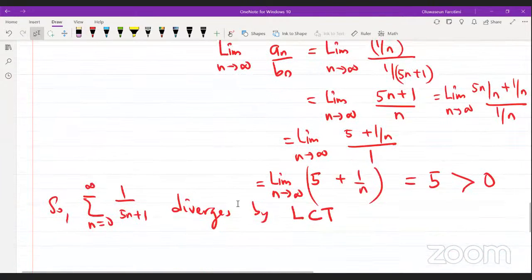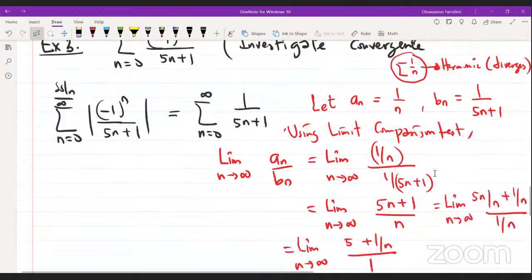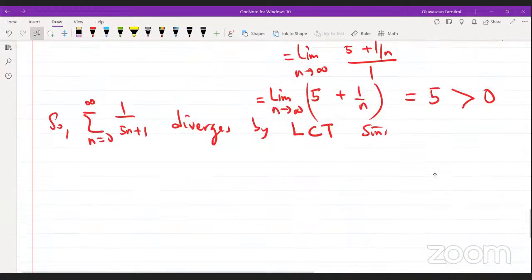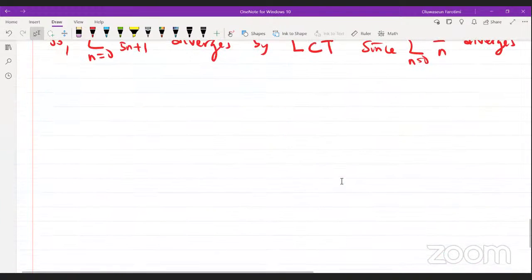Now remember again, how does it diverge? You have a positive number 5. You go back to the series of an. Let me write it here. So since this guy diverges, keep in mind, guys, that what we've done so far is the series of the absolute value. It diverges. Does it mean that the original series diverges? The answer is no, not quite.